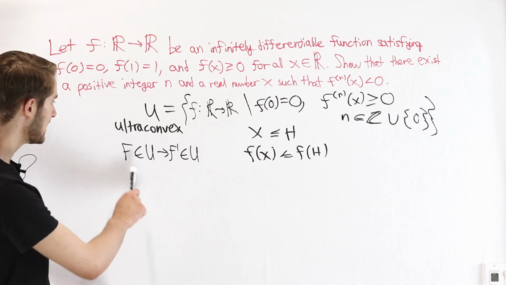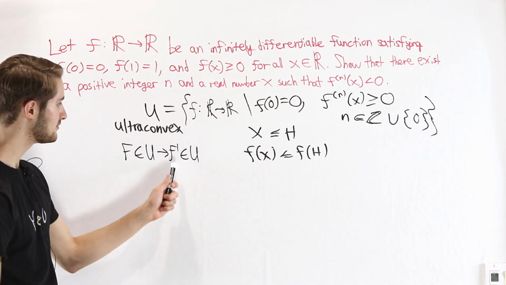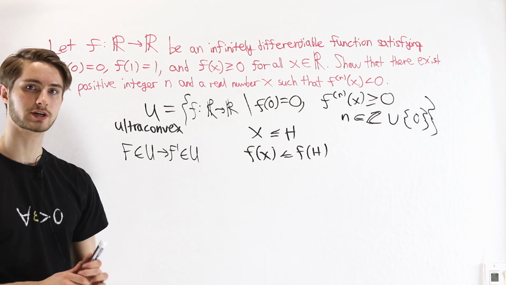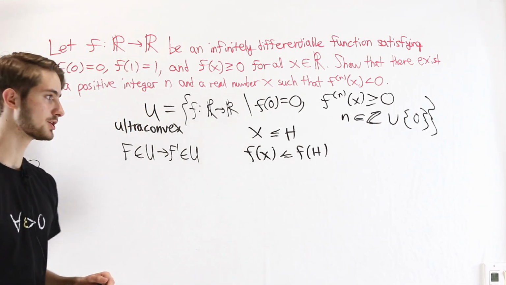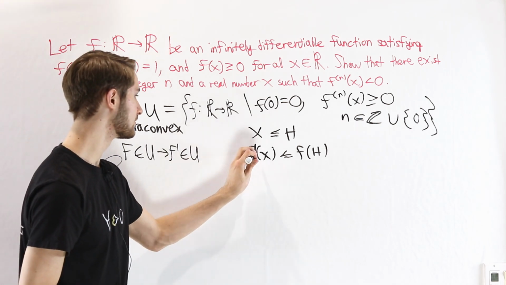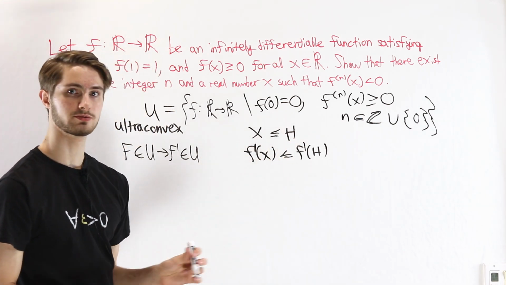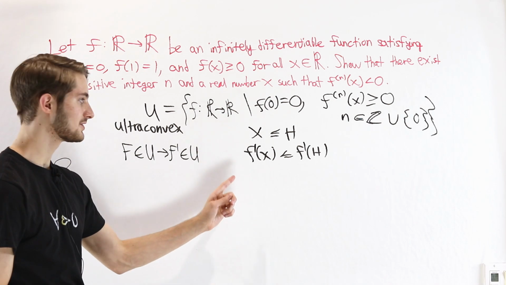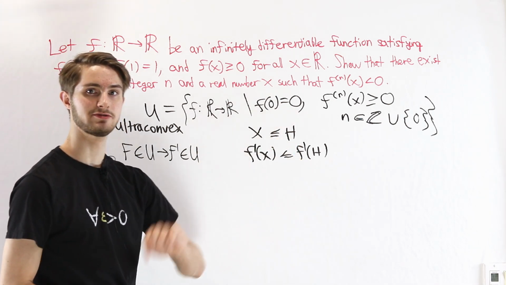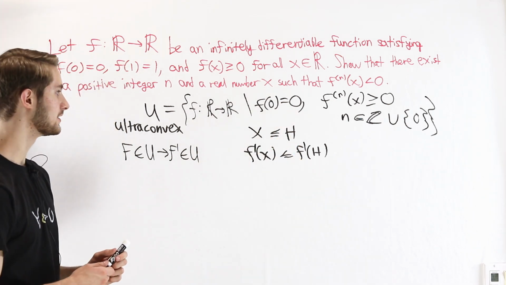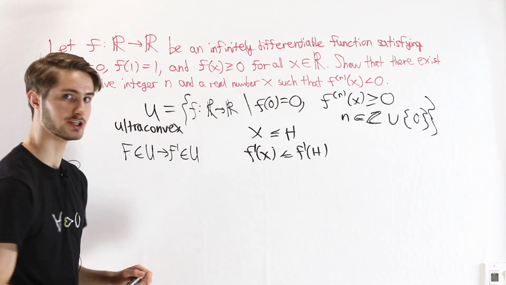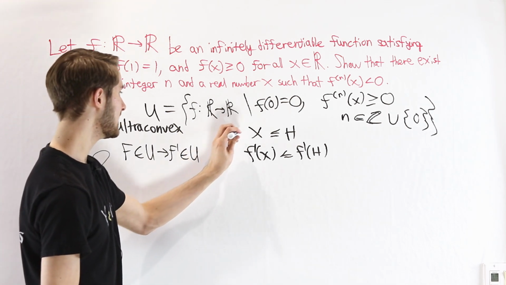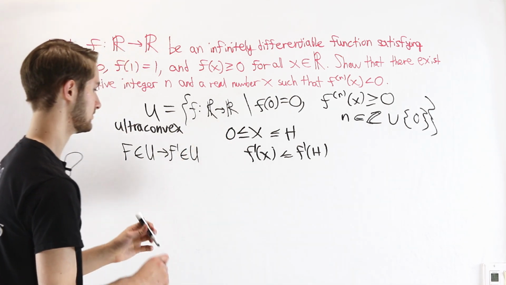Here's the thing, if f is ultraconvex, f prime is also ultraconvex. This identity holds for all ultraconvex functions, which means it also holds for the derivatives of those original functions. f prime of x is less than or equal to f prime of h. From here, we can try to use an integral to get back to the original function f. So let's say that x is greater than or equal to 0.